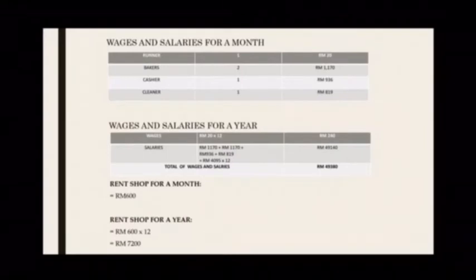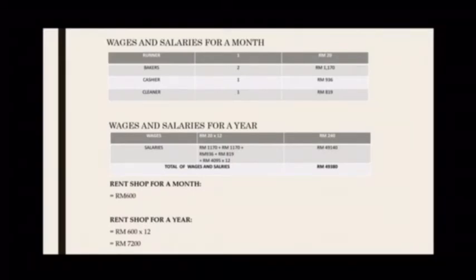And the wages and salaries for a month: we have runner, bakers, cashier and cleaner. So the wages for runner is 20 ringgit. For bakers is 1,170. For cashier, we give 936. For cleaner is 819 ringgit.